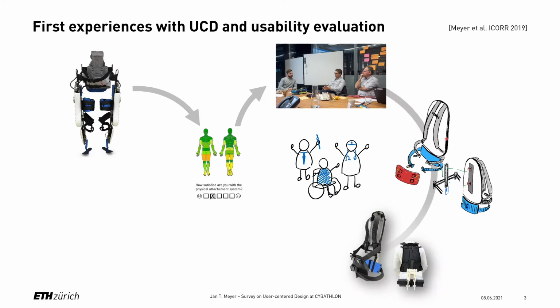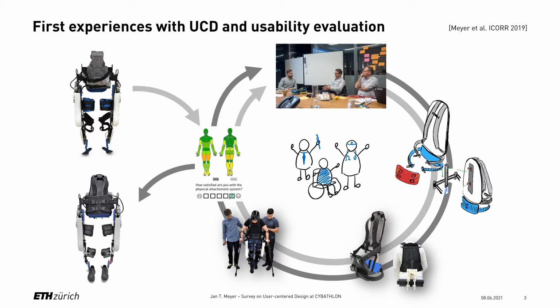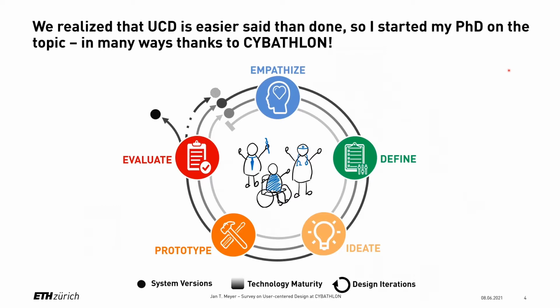And we knew, of course, if the first iteration, the first solutions were not yet optimal, so we reiterated the process and finally ended up with an improved physical attachment system. If you want to read more on that specific study, you can read up on the iCor publication of 2019. What's more important for today is that we learned a lot about user-centered design in this very first study. What we mainly learned was that user-centered design is easier said than done.